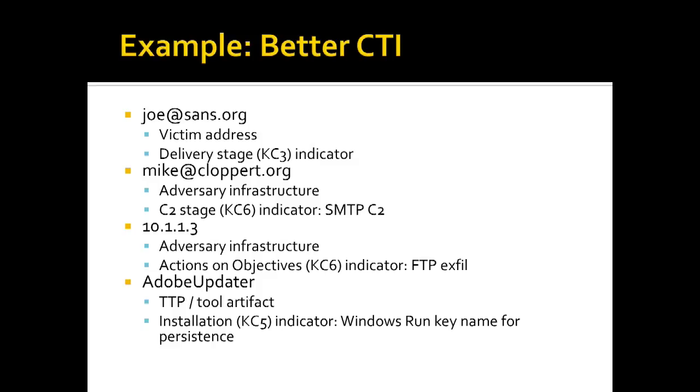10.1.1.3, maybe that's adversary infrastructure for FTP exfil, and there's a typo on this slide, I apologize, it's actually kill chain stage 7. That's what happens when you put slides together and it's too late. And Adobe Updater, maybe now this is a TTP or a tool artifact. It's an installation indicator in stage 5. It's a Windows run key name for persistence mechanism of a backdoor.